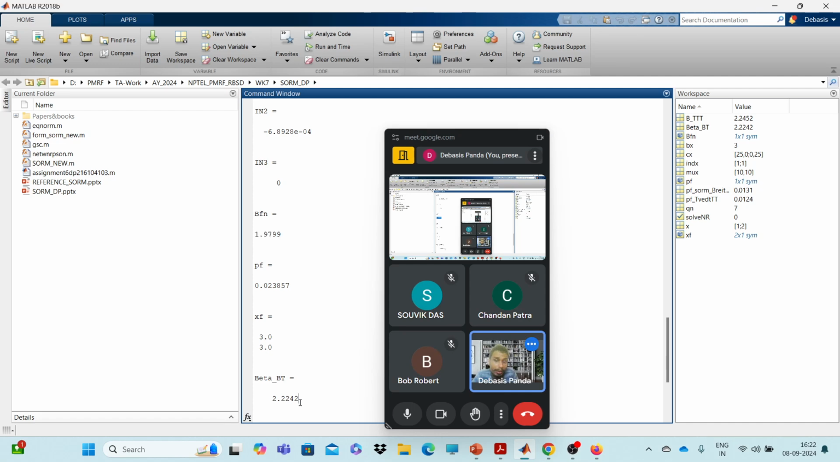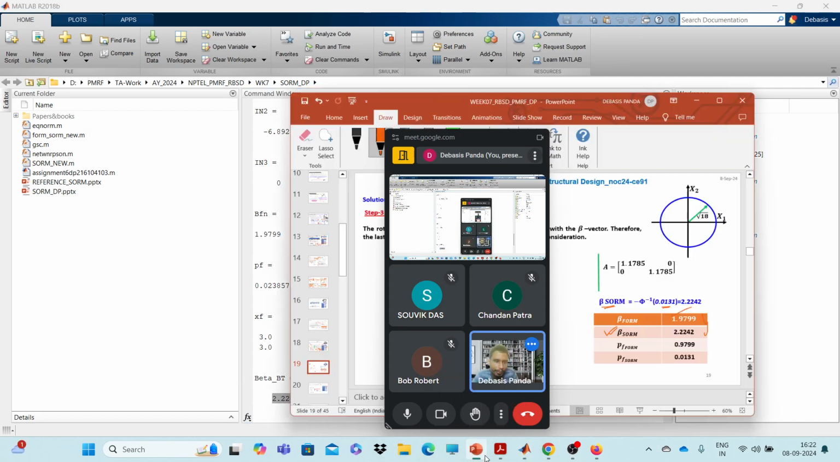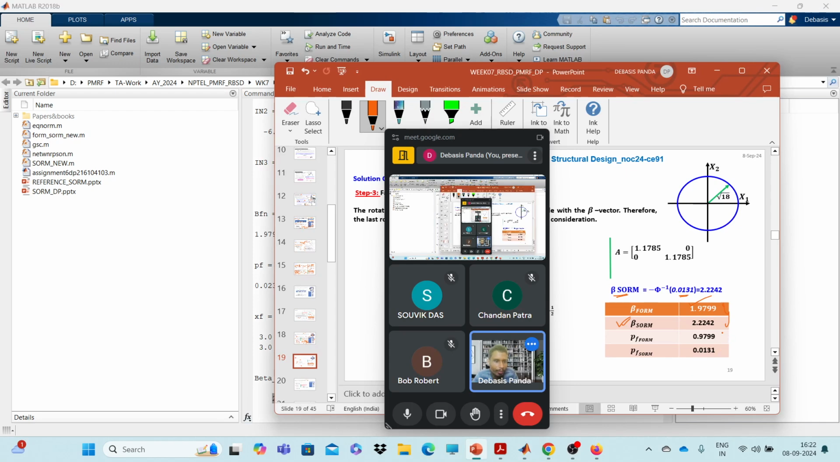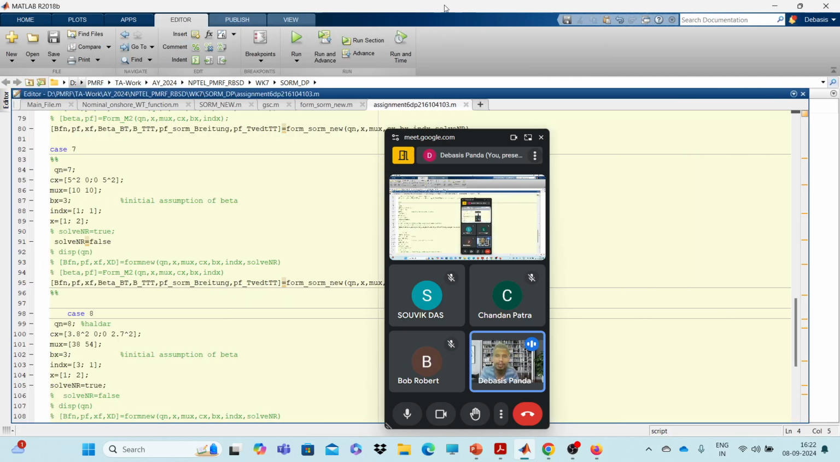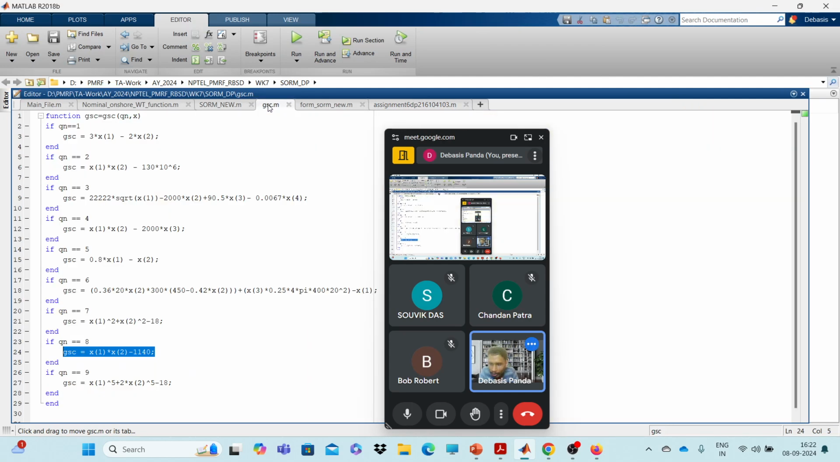Now beta, look, the beta value has increased, right? Whatever we had here, 2.2222, right? So we are seeing that our function file is working well, and if we increase the nonlinearity, it is giving a better beta value. And if you check the pf value, pf of Breitung is 0.0131.